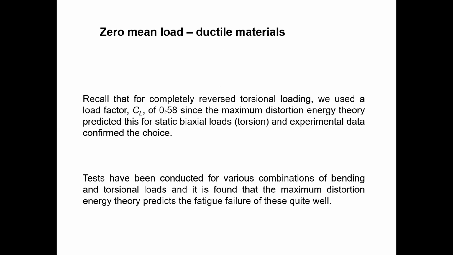I think you remember this one as well. We already calculated this: in the maximum distortion energy theory, the load factor CL for torsional loading is 0.58. We discussed this in lecture number 3 or 4, I think, so just refer to that one. If you check the table when you do the sum calculation to find the load factor, the torsional load CL value will be 0.58. But we proved that earlier.